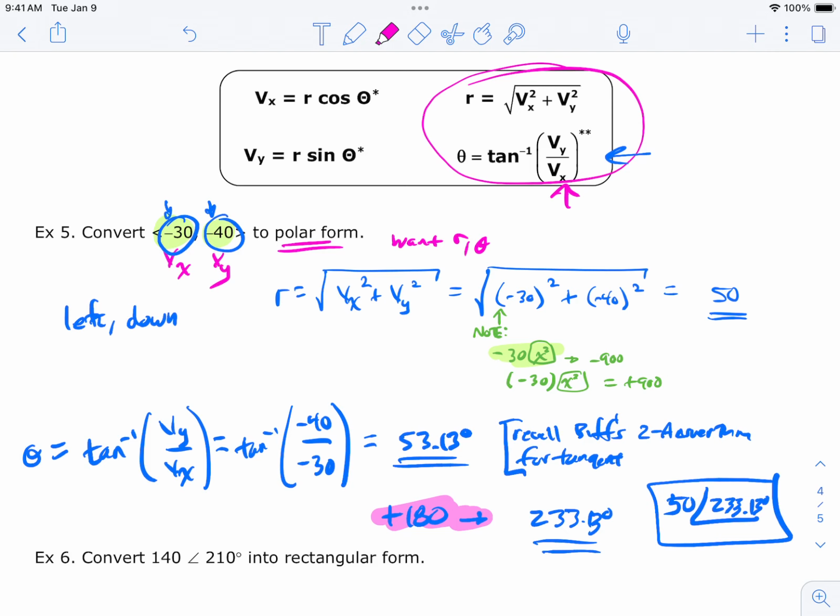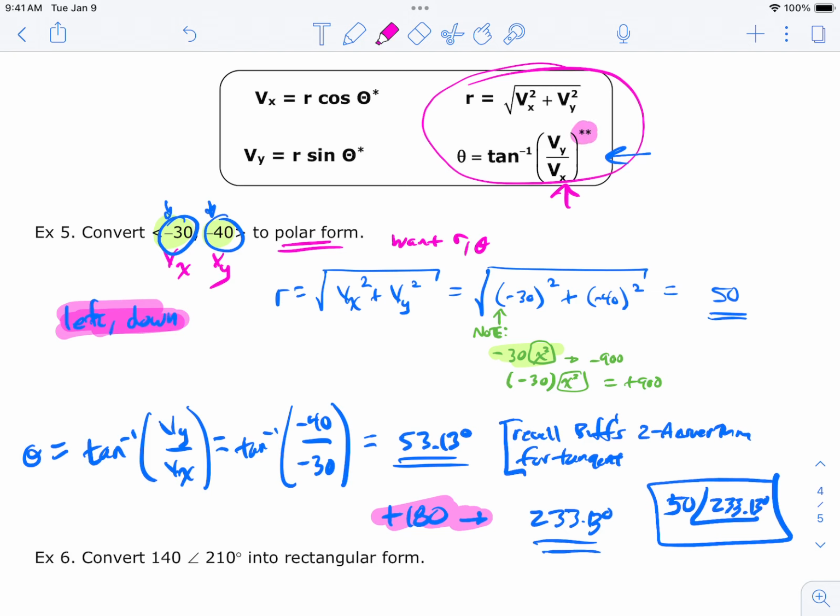Now, how did we know that we had to add 180? Because the original vector is left and down, and all we're doing is changing the form of the vector. We're not changing the direction of the vector, right? We're just changing the form. So if it's left and down, it's still supposed to be left and down. You can't make it right and up all of a sudden. No, it's left and down. We must have to add 180 degrees.